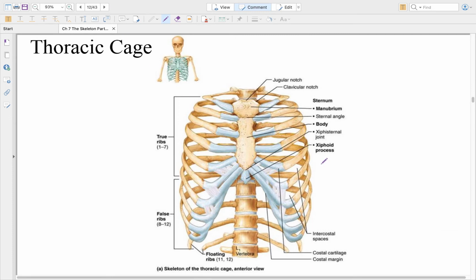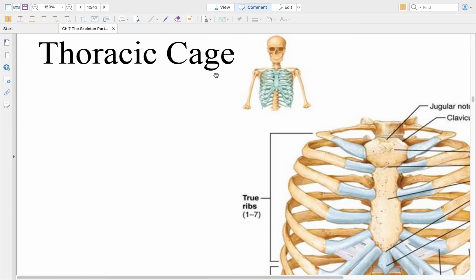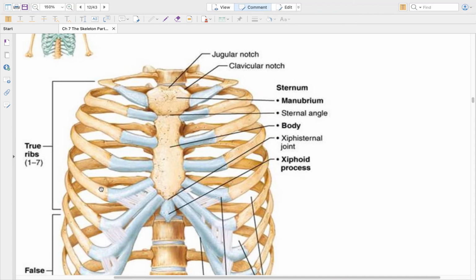Okay, let's take a look at the sternum. Now, the sternum is this dagger-shaped bone. And it's actually 3 bones in one that have been fused together. The top part of the sternum is called the manubrium. The middle is the body. The lower part is the xiphoid process.